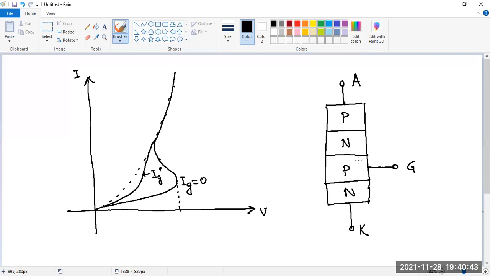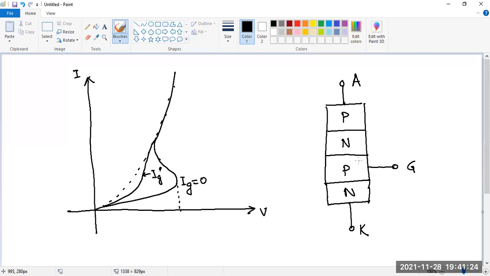Okay, the number two by which we can turn on the device, if we apply a very high dv/dt across the SCR. And what is the maximum dv/dt that is generally mentioned in the device data sheet? So what is the maximum dv/dt the device can withstand. If we apply more than that, then also the device can be turned on. So that is the second way by which we can make the device turn on.